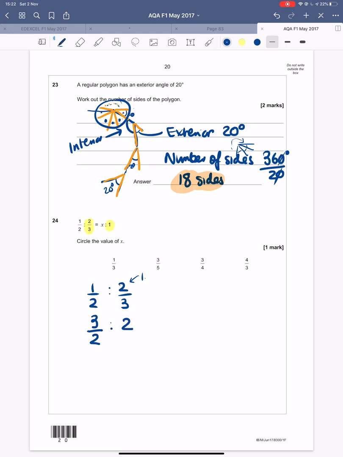Okay, and then we don't want it to be 2. We want it to be 1. So we've got to halve. So that's times both of them by 3. And the next thing we've got to do is divide both of them by 2. So it's going to be 3/4 to 1. Because 3 halves, 3 over 2 halved is 3/4.